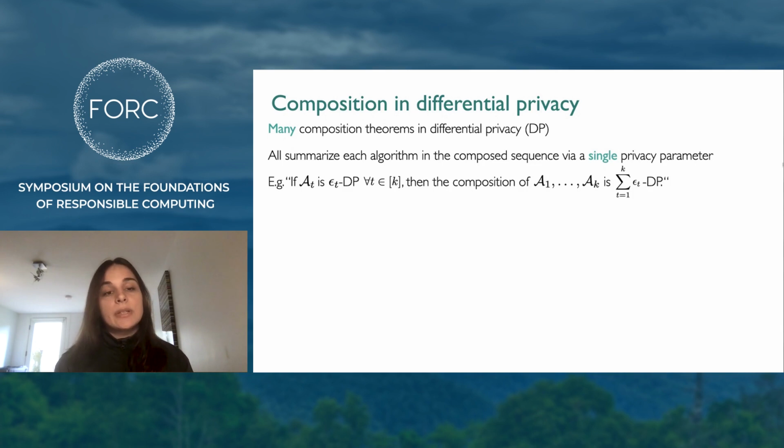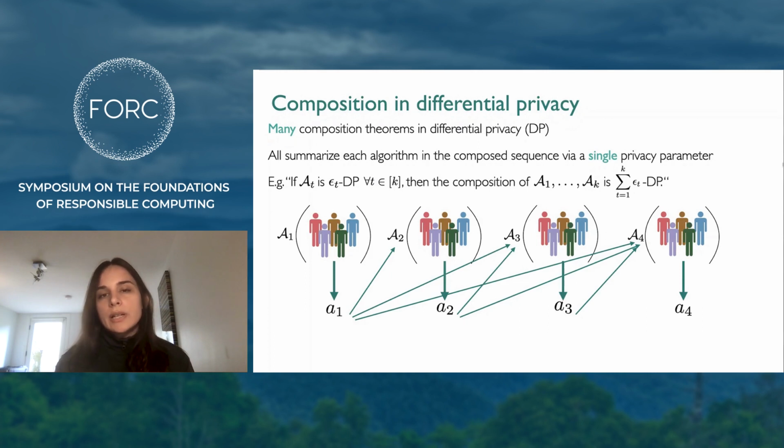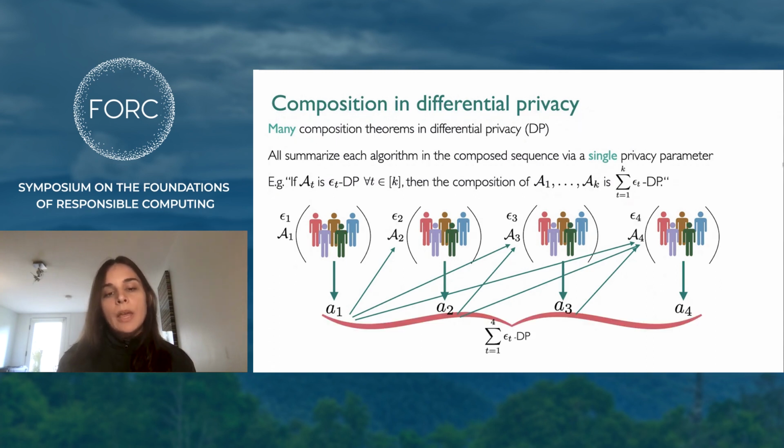If A_t is epsilon_t differentially private for all t, then the composition of A_1 through A_K will have a differential privacy parameter that's the sum of these epsilon_t's. So in the context of the diagram that we had previously, we would associate each of these algorithms in the sequence with a parameter epsilon_t. And then we would say that the overall composed algorithm has a differential privacy parameter that's just the sum of these individual parameters.